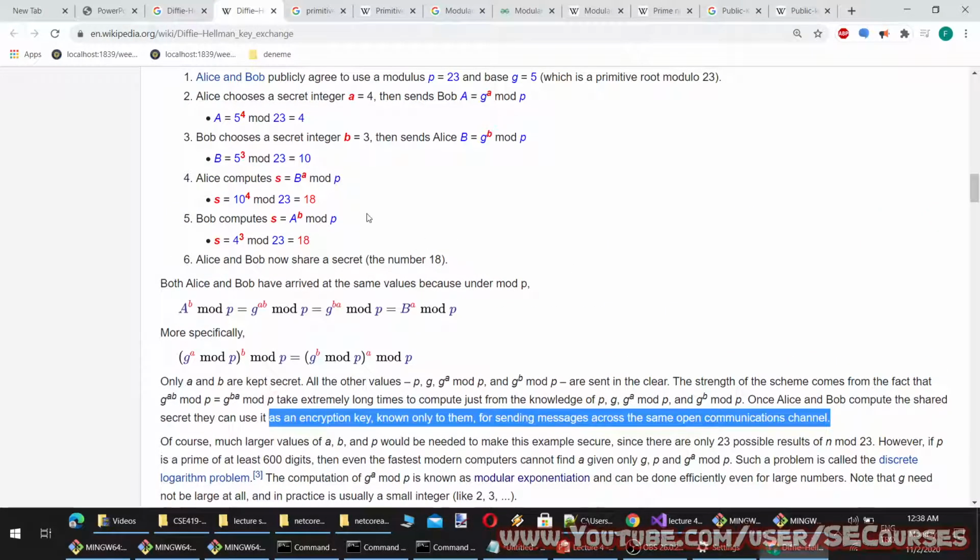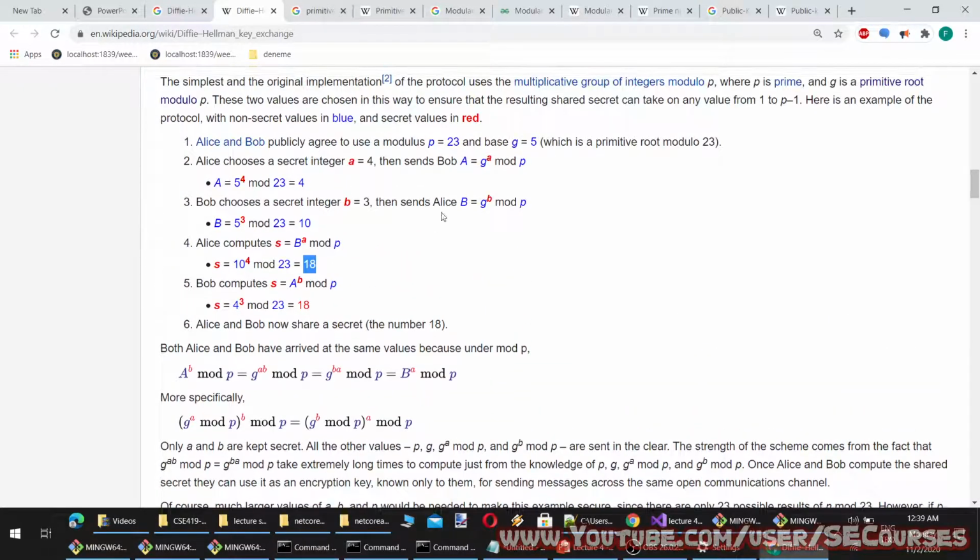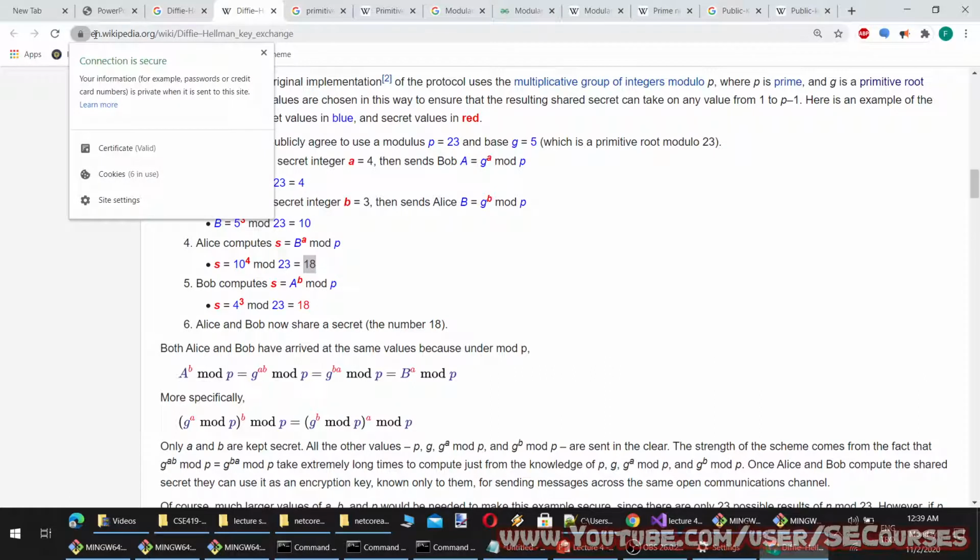So you see, once they both generated the key 18, this key can be used to symmetrically encrypt the data. Since only both of them know the encryption key, they can both decrypt and encrypt the data between them. Okay, so this is actually basically how HTTPS works.